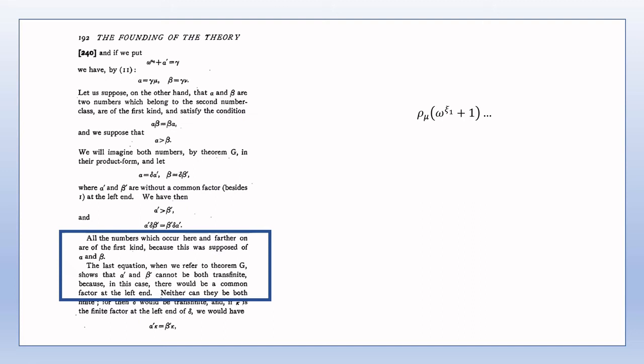Theorem G of the current section says that the product form of a number is unique. Therefore, since alpha prime delta beta prime and beta prime delta alpha prime are equal, they have the same unique product form. In particular, the left end of the product form of alpha prime delta beta prime will be identical to the left end of the product form of beta prime delta alpha prime. Cantor does a bit of case analysis, the details of which I'll fill out here, considering various possible combinations of alpha prime and beta prime being finite or transfinite, and going through a process of elimination until eventually a single possibility is arrived at.